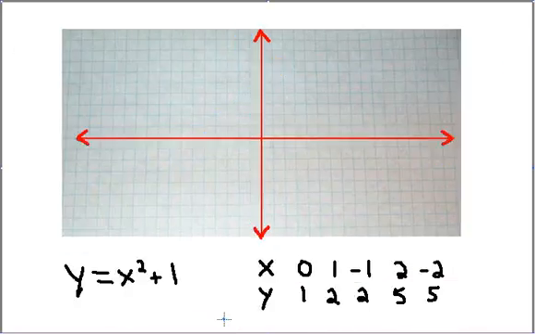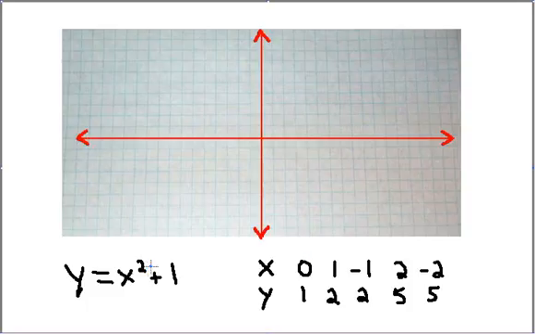Over here on this screen, we're going to take a look at a function where we have x being squared. And this is, once again, going to give us a different appearance. This is not going to be a straight line. So I went ahead and chose some values.